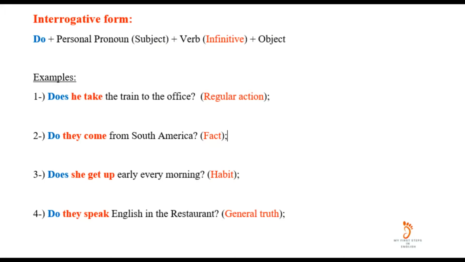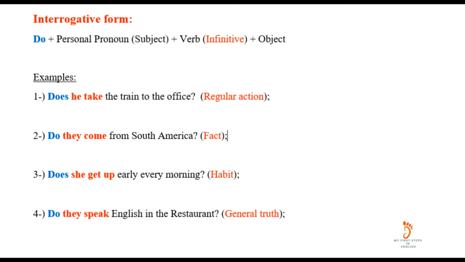Now, let us see the structure of its interrogative form. We have do plus the personal pronoun or the subject plus the verb in the infinitive form, and finally the object. Guys, let me emphasize here a little bit on the auxiliary verb do. Here it is the auxiliary verb. It is not the verb to do. There is a difference between the two. The auxiliary verb do here helps us to build the interrogative form and the negative form of the present simple tense and the past simple tense. But in this class, we're going to focus on the present simple tense, and we'll talk about the past simple tense in the coming lessons.